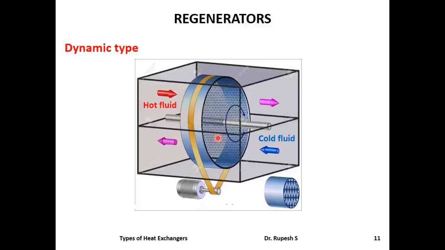On the other hand, in a dynamic regenerator, the matrix is movable. The figure shows a rotary regenerator where the matrix is in the form of a drum that can rotate about an axis. Here, hot fluid flows through one half of the drum and cold fluid flows through the other half. Hot fluid flows in this direction and cold fluid flows in this particular direction.